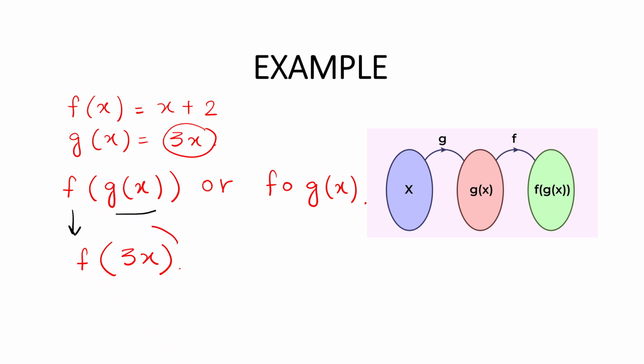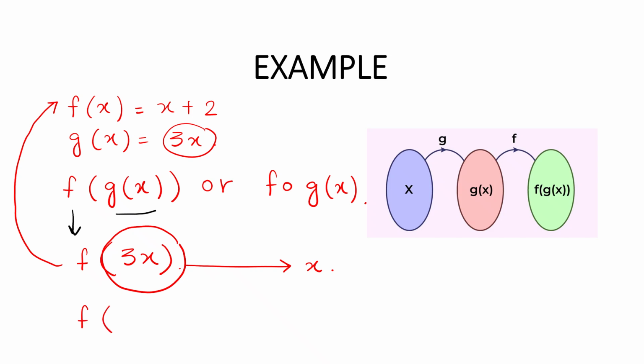Now consider this 3x as x. Go to the f function and replace x with this 3x to get the composition of functions. So f of 3x equals 3x plus 2. This is how we find the composition.